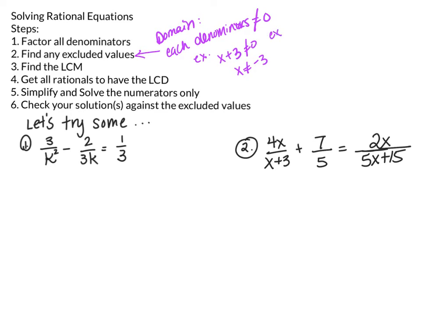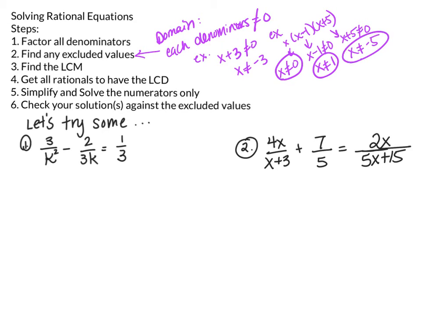Say, for example, we had denominators of x, x minus 1, and x plus 5. I'd set each of those denominators equal to 0, but we say x cannot be 0, x minus 1 cannot be 0, and x plus 5 cannot be 0. Therefore, x cannot be 0, x cannot be 1, and x cannot be negative 5. So that's what I mean by excluded values. We set each denominator equal to 0, but then we say it cannot be that value. Okay?